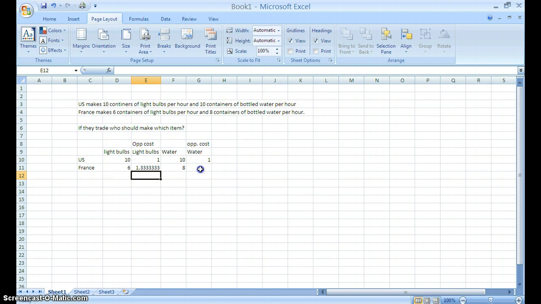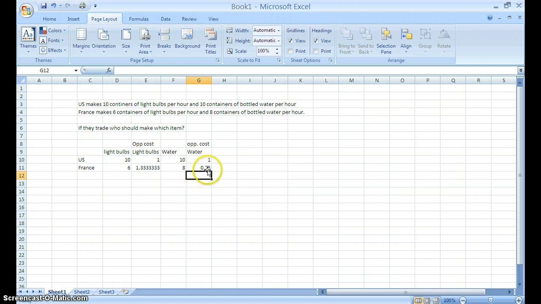And if we go to the opportunity cost the other way, the other item over, the other item is 6, which we divide by this item, which is 8, we get 0.75. So the concept of specialization of trade and using comparative advantage basically says this. Since the United States has the lowest opportunity cost for making light bulbs, because they have 1 versus France's 1.33, they should specialize in making light bulbs.